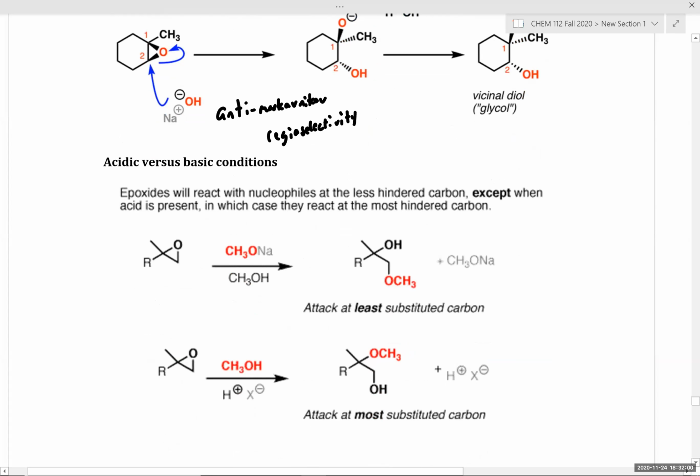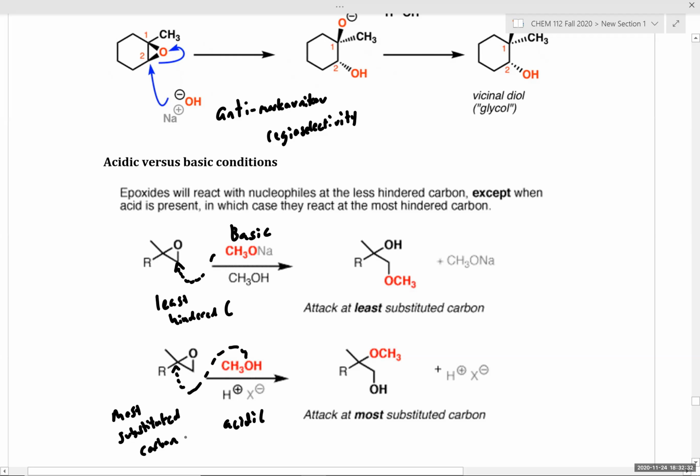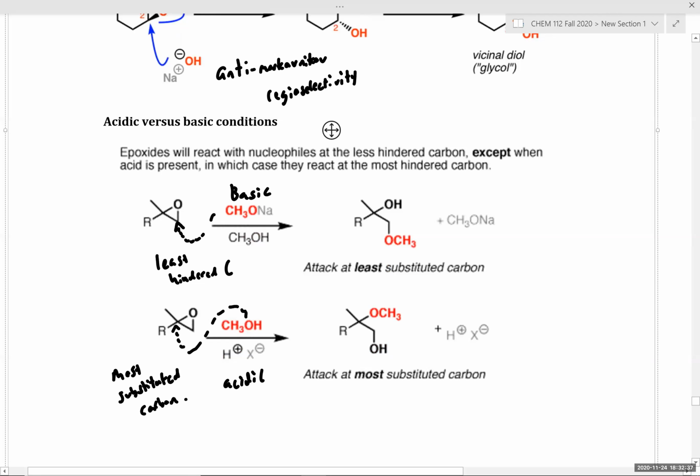Okay, so if we compare under acidic versus basic conditions, under basic or anionic conditions, we observe selective attack at the least hindered carbon. Under acidic conditions, we observe Markovnikov selectivity, and we observe an attack at the most substituted carbon. So it's really important that you pay attention to the exact conditions used.